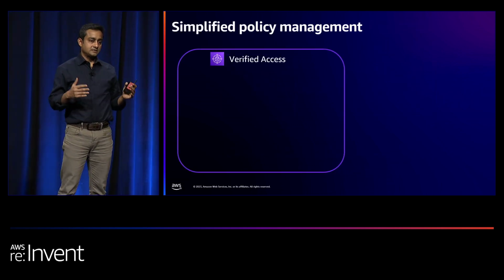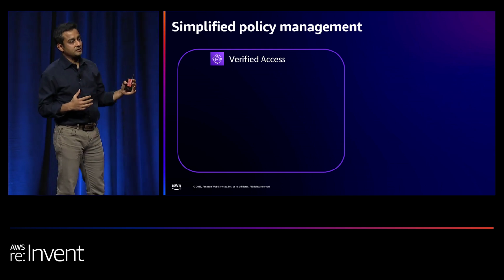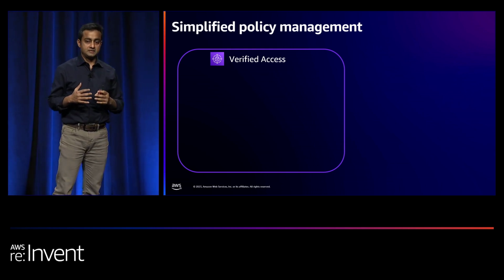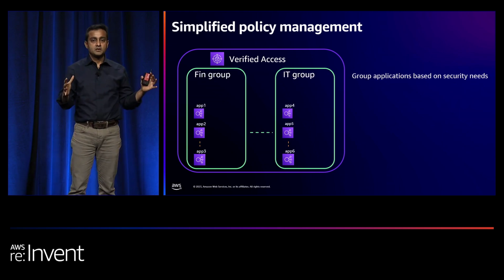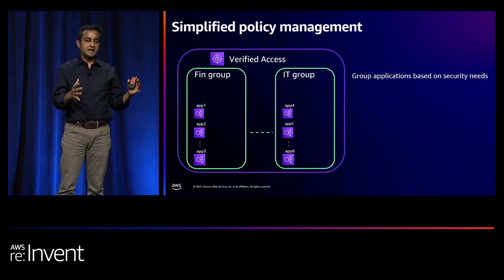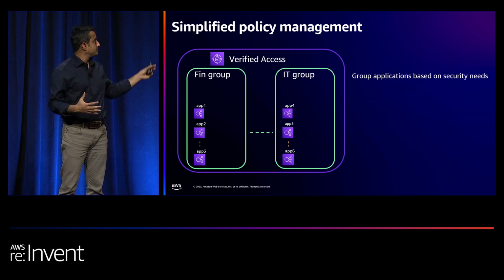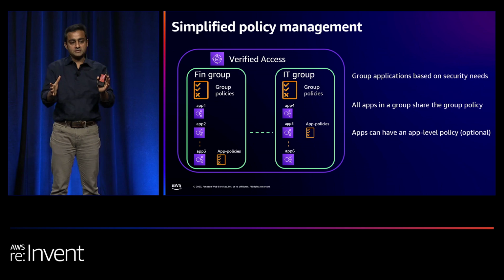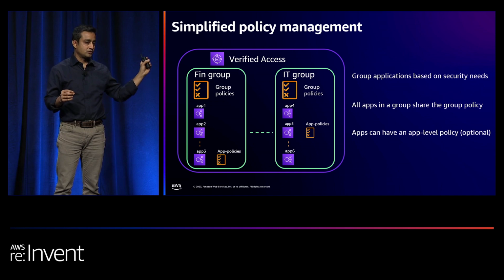And many times customers ask, it is good that you're giving us the flexibility to write per application policy, but I have thousands of applications. Do I really have to write thousands of policies? Is there a simpler way to manage? Yes, there is. What you can do is group your applications. Many times applications have similar access criteria, similar security bar. For example, all your productivity applications have similar criteria. Your IT applications, your finance applications have similar criteria. So you group them, and you just write a single policy for the entire group. That's the group policy. And all applications inherit this group policy.